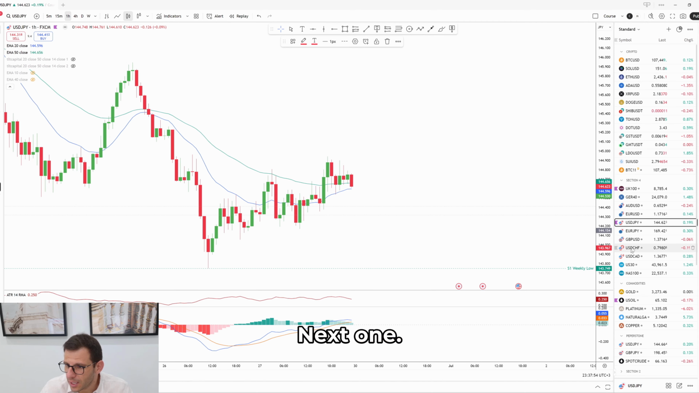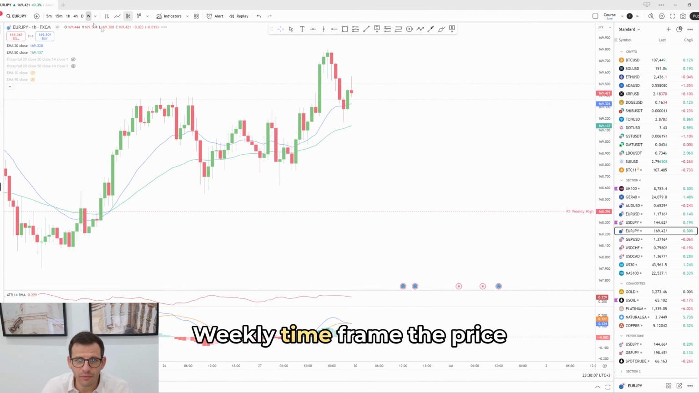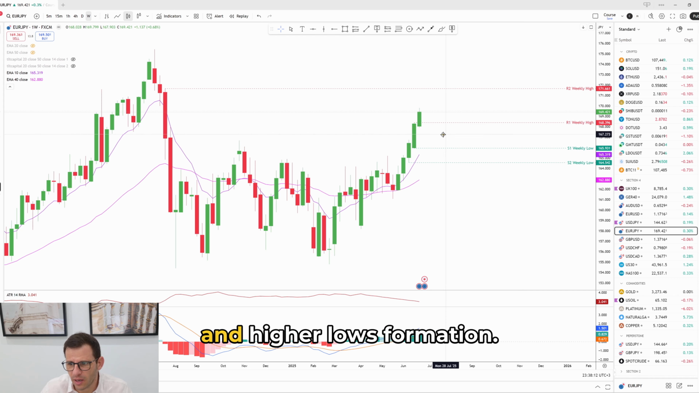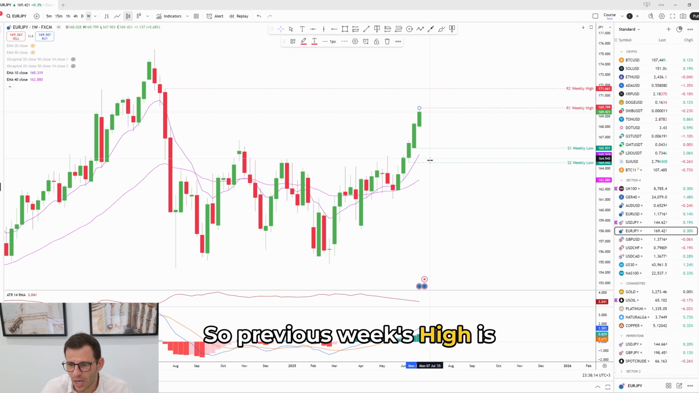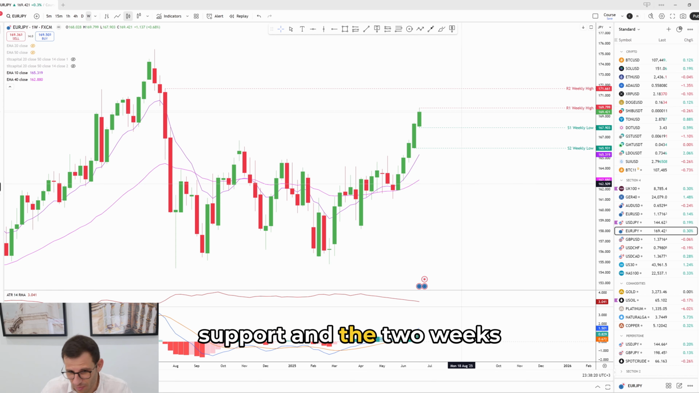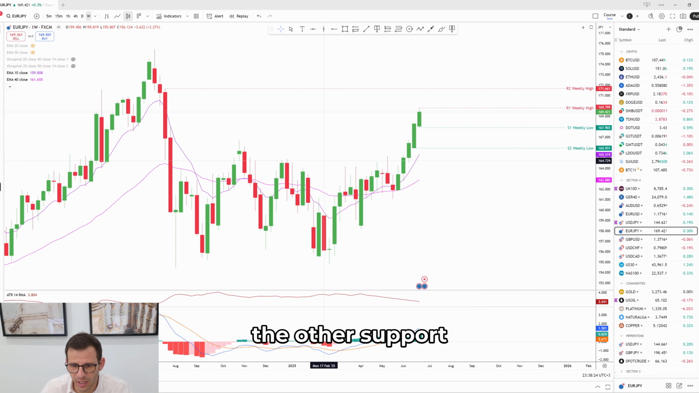Next one, it's the euro against the Japanese yen, weekly time frame. The price kept the higher highs and higher lows formation. So the previous week's high is the R1, R2 remains as it is. The previous week's low is the relevant support, and the low from two weeks earlier than that is the other support.